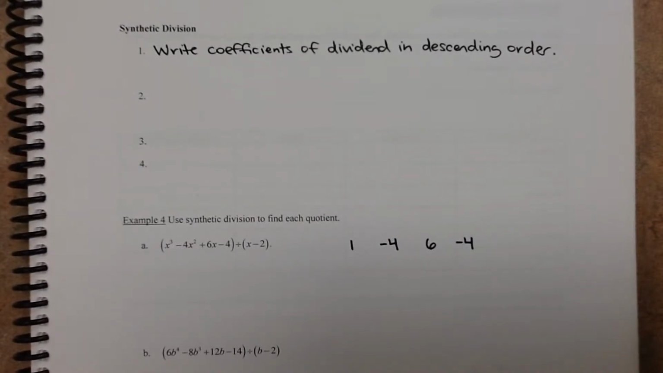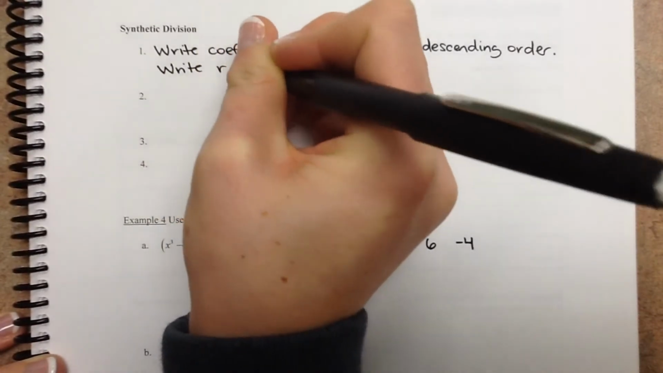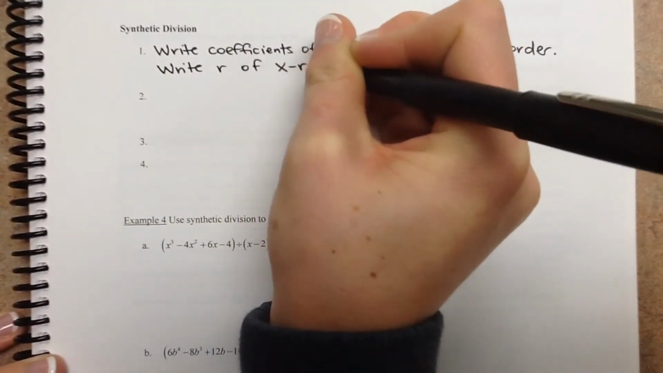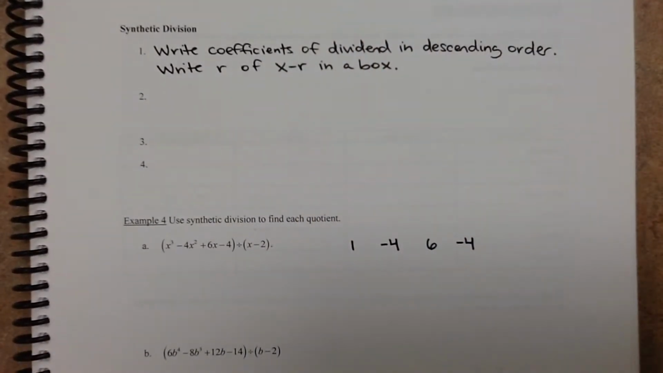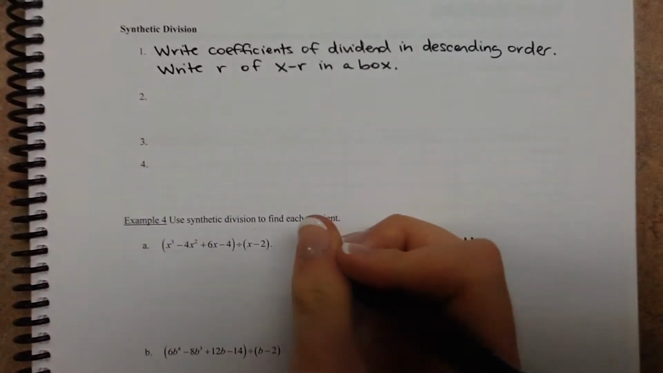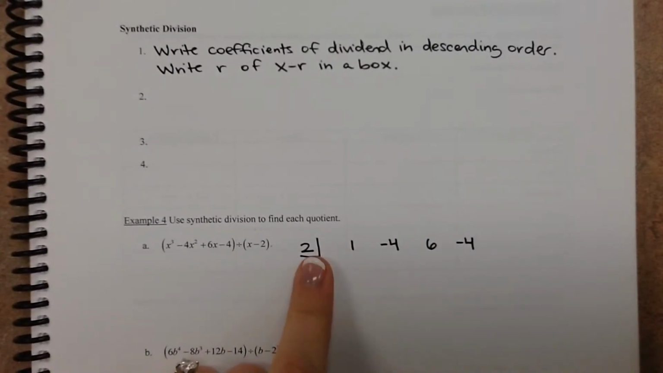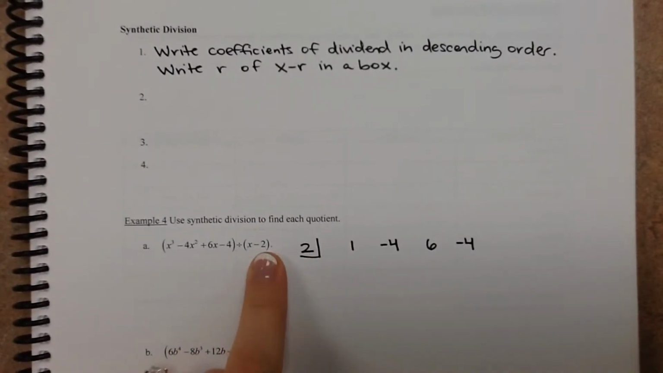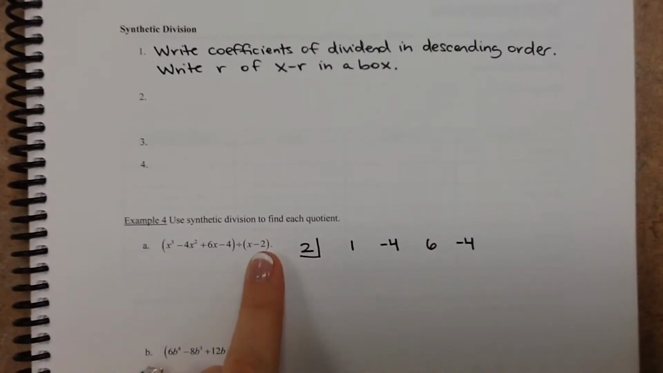Next, write r of x minus r in a box. Okay, that's going to seem a little strange, just writing the words, but it goes like this. So x minus 2, so this is literally x minus r, so you write this 2, and then put it in a little box, like that. Okay, so that is the divisor. The reason we put a 2 here and not a negative 2, picture if you were to solve this, if you were to take like x minus 2 and set it equal to 0, what you get is 2. So what's going in the box is actually the opposite of what you see here.